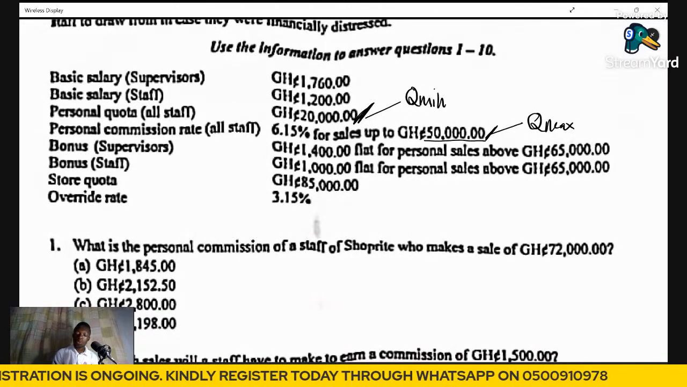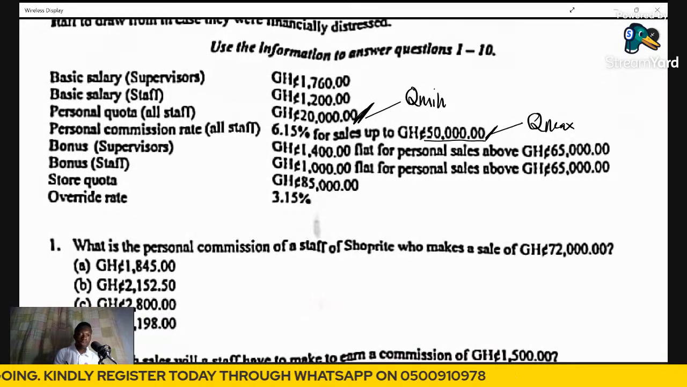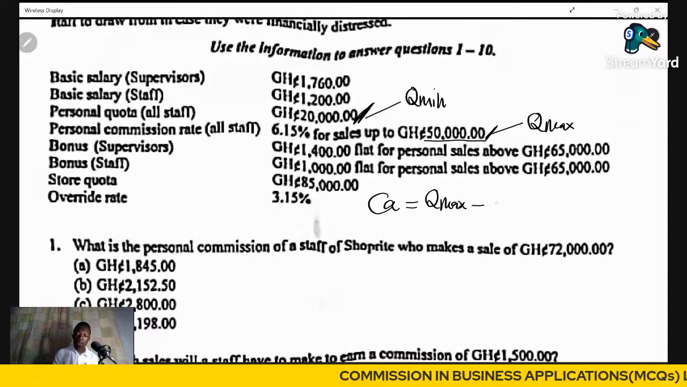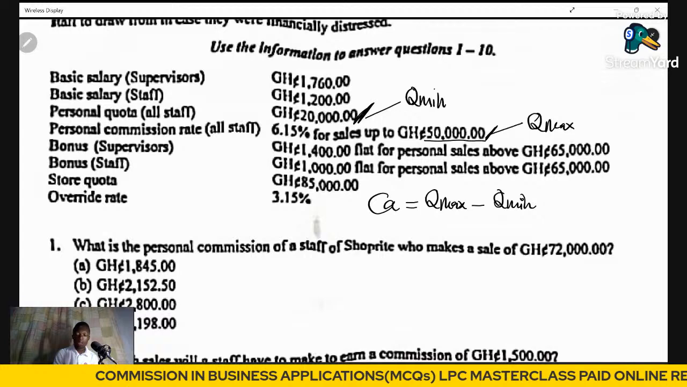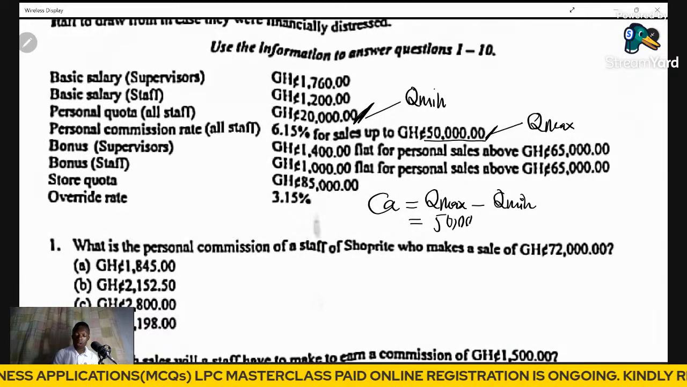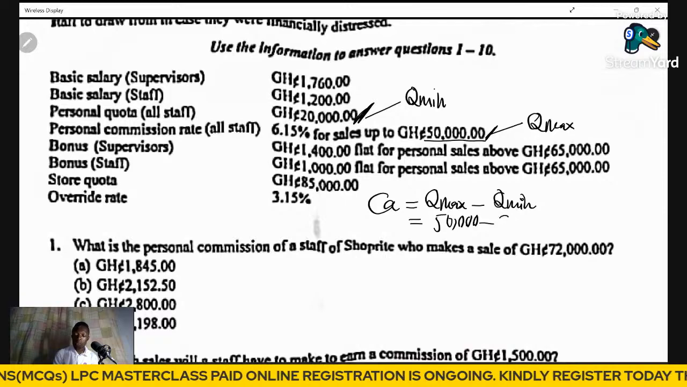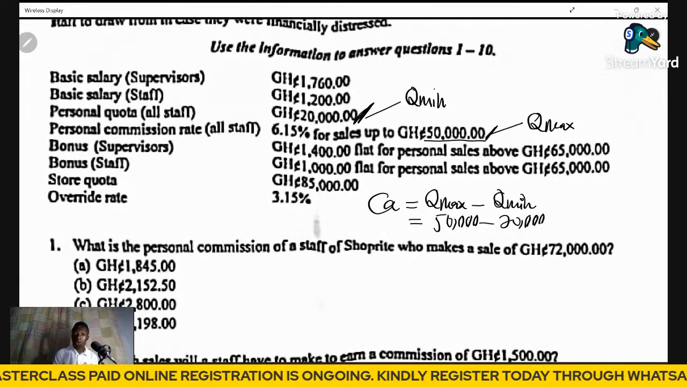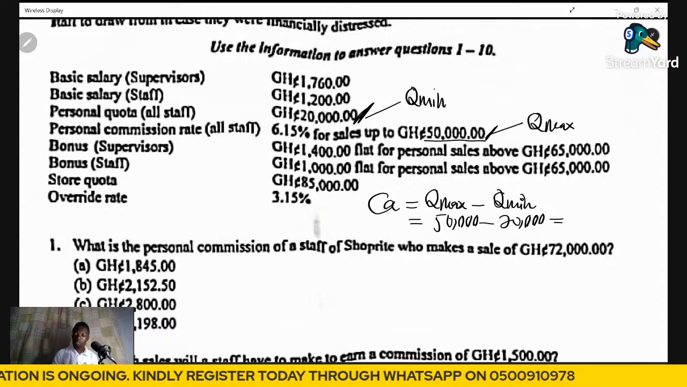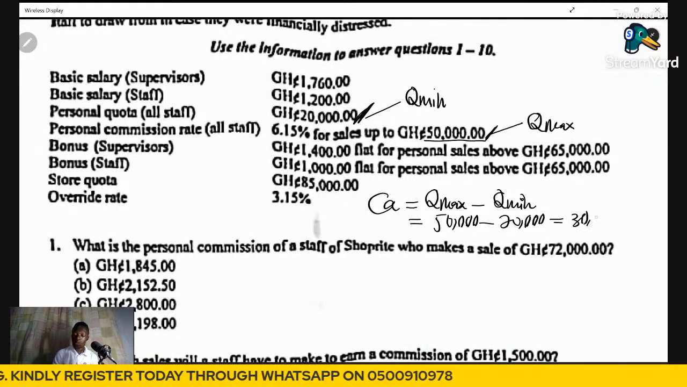So you realize that to get a commission for this particular case, the commission amount should be equal to the difference between the maximum quota and the minimum quota. So what are we getting? We have a maximum quota of 50,000 and a minimum quota of 20,000. At the end of the day, you're going to get a commission amount of 30,000.